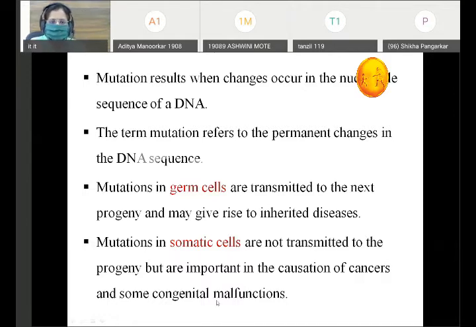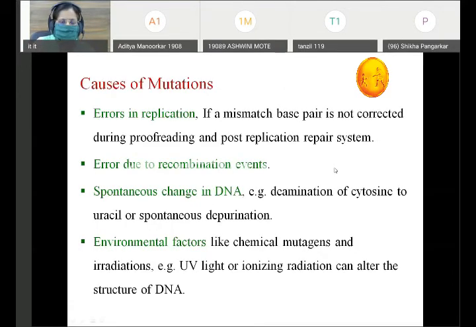Basically, you need to know the definition of mutation. It is the permanent change that occurs in the DNA sequence and which is inheritable. The mutations in germ cells are transmitted to the next progeny, and the mutations in somatic cells are responsible for the development of various congenital malformations and various cancers. Okay.